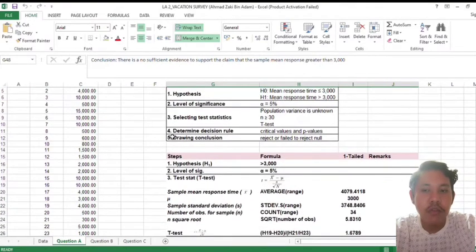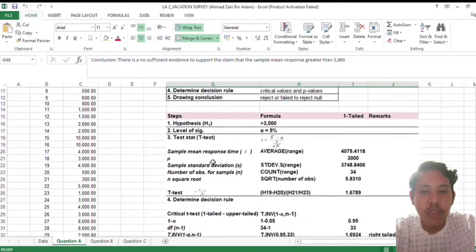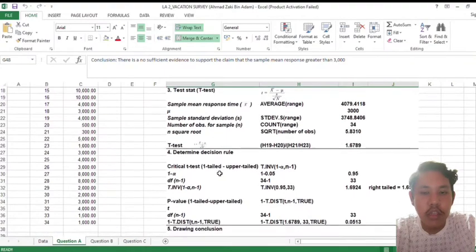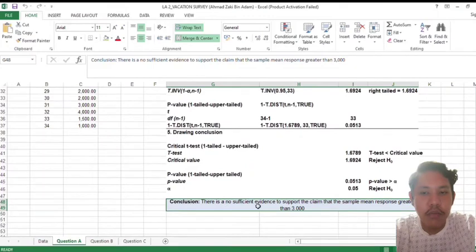For the first step, we need to do the hypothesis. Second, we need to find the level of significance. And third, we need to find the statistic, the t-test. The fourth step is we need to determine the decision rule. And lastly, we can make a conclusion that there is no sufficient evidence to support the claim that the sample mean response is greater than 3,000.